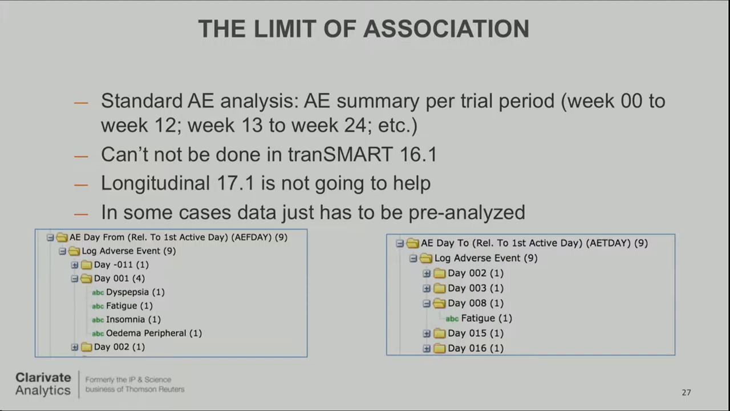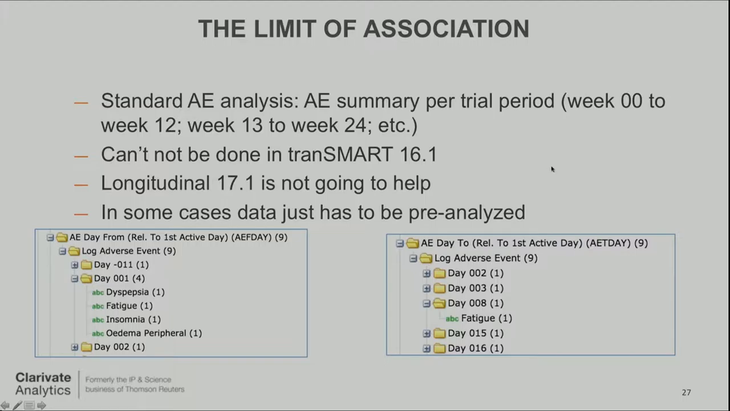And if this is the kind of analysis that your customers will be interested in, then the data will probably have to be pre-analyzed before they are loaded into Transmart. So one of the typical analyses that is done for clinical trials is analyzing adverse events. As I've said, they are not really loaded per visit. And what the clinical statisticians often do, they would break them into buckets. They want to know what kind of adverse events and how many of them were recorded during the first few weeks of the trial, and then the middle of the trial, and the end of the trial.